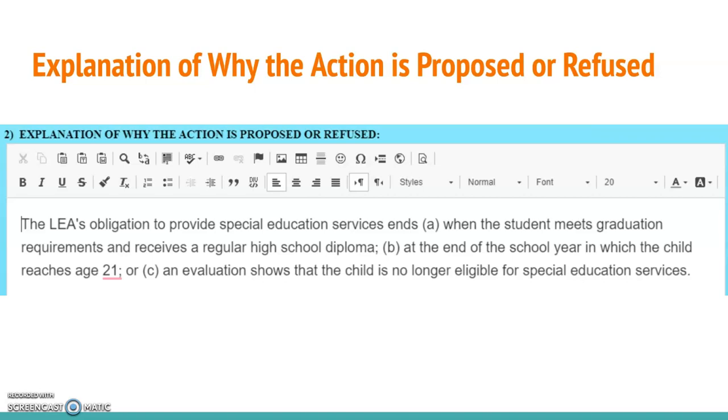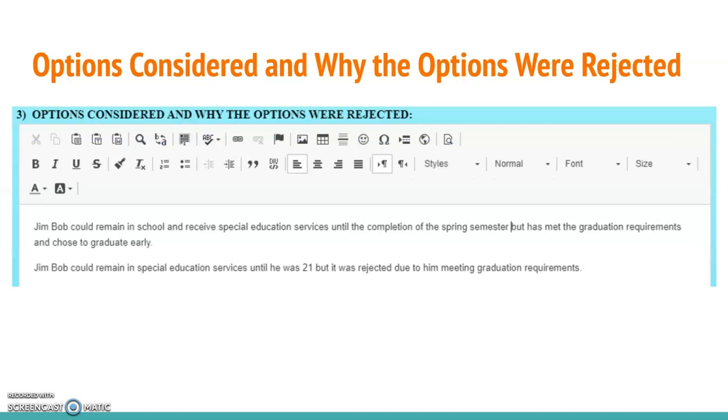So again, you can copy and paste the LEA's obligation to provide special education services, that entity, into your prior written notice. And then options considered and why options were rejected. Obviously, the student could remain in school and receive special education services until the completion of the spring semester, but has met the graduation requirements and chosen to graduate early. That would be the case if your student is graduating in December.